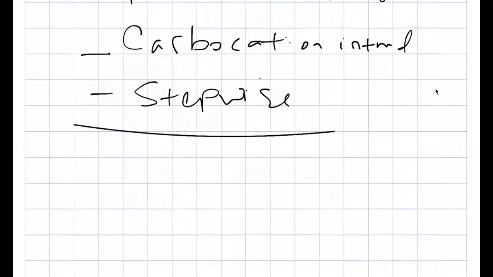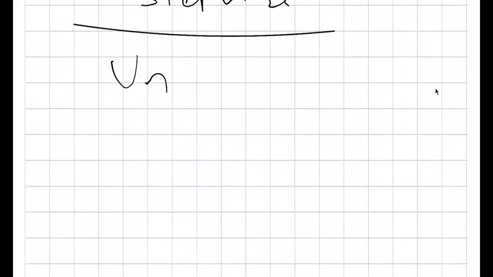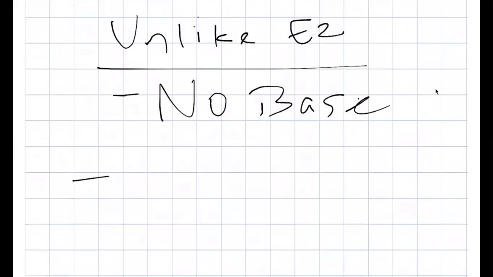And then, unlike the E2, I missed something on E2. I need to go back and talk about it. So you don't need a base, and there's no specific geometry. I can't leave it hanging like that. I'm gonna come back to that and talk about it.